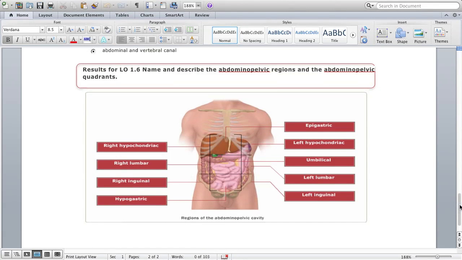And the last question on this Learning Objective report comes from Learning Objective 1.6, which is to name the abdominopelvic regions. I think the most missed question on this has to do with left and rights. When you're looking at an image in an anatomy text of the front of the body, you need to reverse your left and rights, so that the right side of the image is actually the left side of that person, and the left side of the image is the right side of that person. So that is a common error on this drag and drop exercise from Learning Objective 1.6.